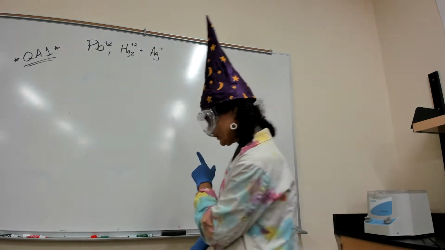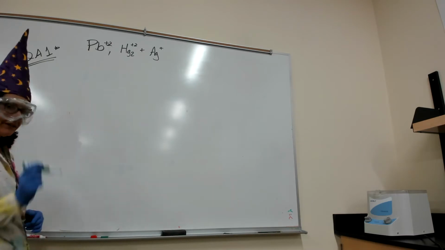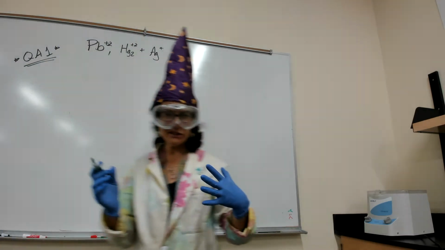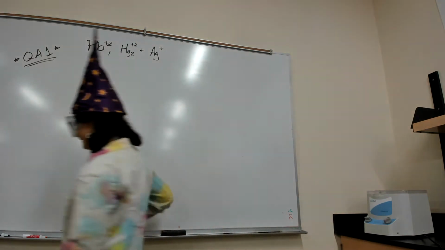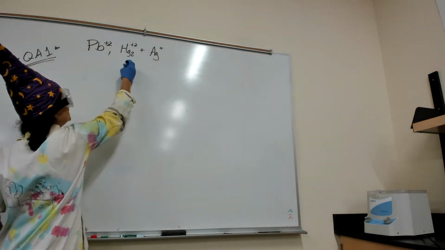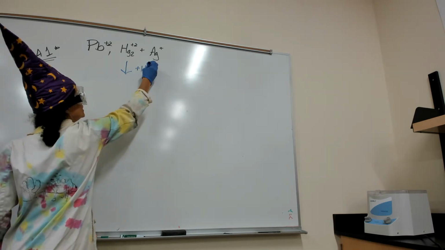So the flow chart, as that slows down, we have our starting point. Every time you do something, you're going to use either a shape to show the step or a different color. We'll try the blue. So the first thing I did was I added HCl.